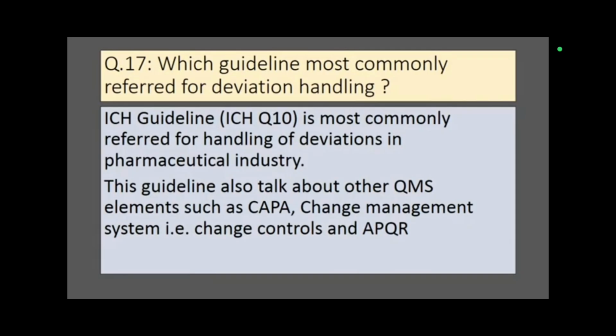Next question, which guideline is most commonly referred for deviation handling? Answer is ICH guideline, that is ICH Q10, which is most commonly referred for handling of deviations in the pharmaceutical industry. This guideline also talks about other QMS elements such as CAPA, change management system, that is change controls, and APQR.